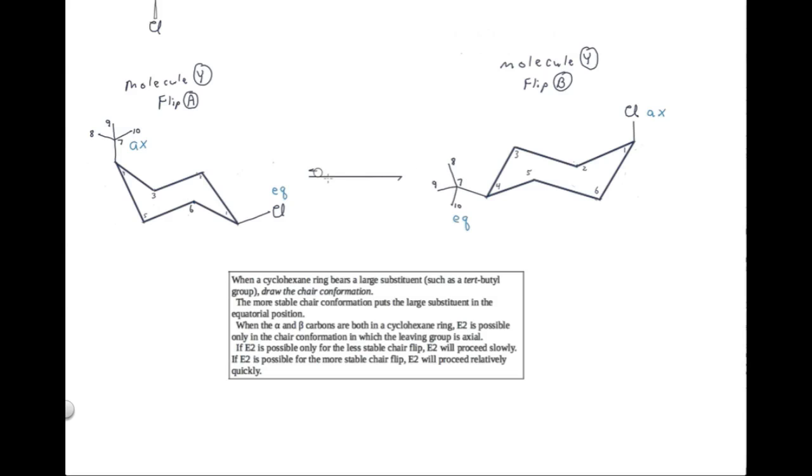So I've drawn that with these equilibrium arrows. The arrow to the right is much longer than the arrow to the left, showing that the molecule is going to spend the great majority of its time in flip B and only a small minority of its time in flip A.